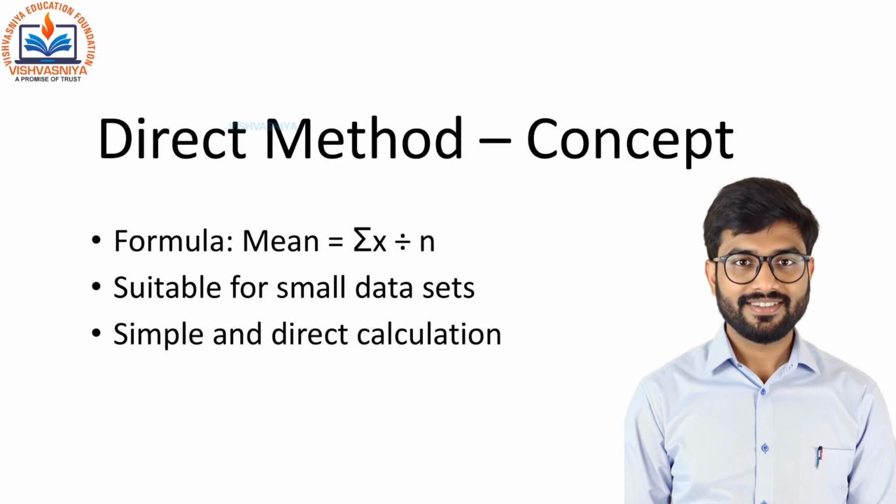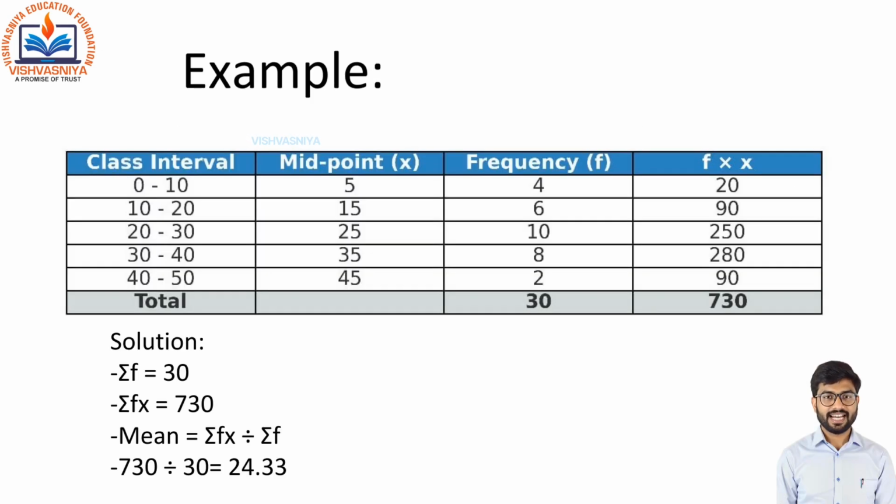In the direct method, the formula is mean equals summation of frequency multiplied by midpoint divided by total frequency. We are given this table: class interval 0 to 10, midpoint 5, frequency 4. Class interval 10 to 20, midpoint 15, frequency 6. Class interval 20 to 30, midpoint 25, frequency 10. Class interval 30 to 40, midpoint 35, frequency 8. Class interval 40 to 50, midpoint 45, frequency 2.